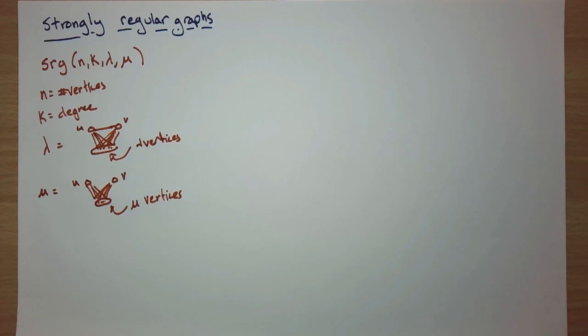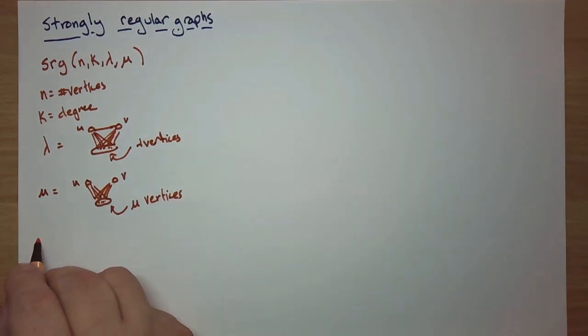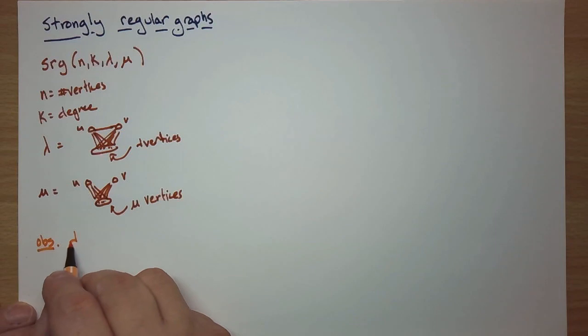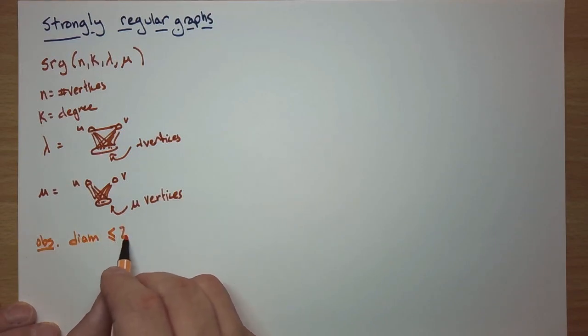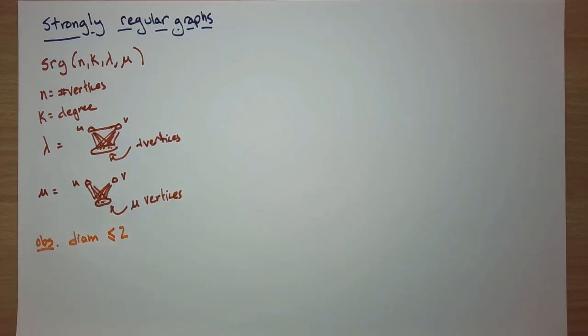Now, one of the things that is pretty much automatic is that these graphs tend to not be very sparse in some sense. In particular, we can say the diameter of any strongly regular graph is at most 2, which is to say you're never more than 2 steps away from any other vertex. All right, good.